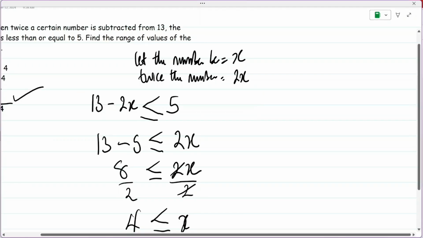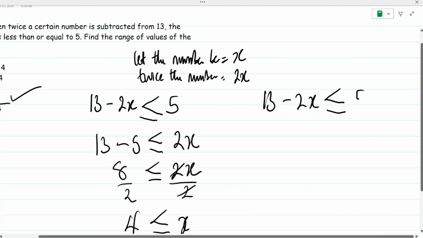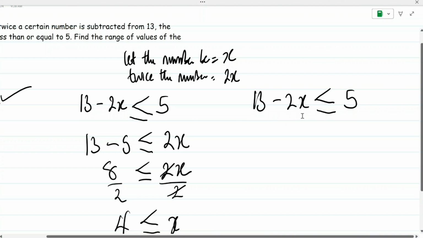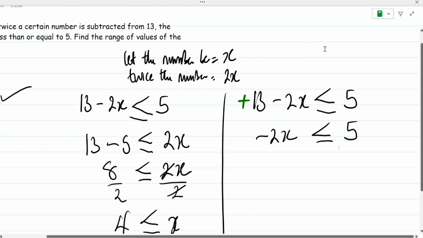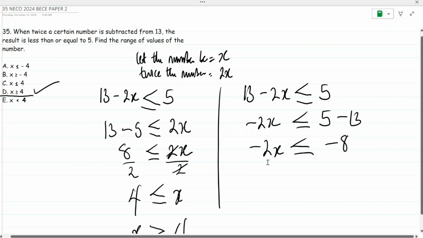Method 2. What if at this point, where we have 13 minus 2x is less than or equals to 5, we want minus 2x on the left? So we have minus 2x is less than or equals to 5, then the plus 13 crosses over the equals to sign and turns to minus 13. You have minus 2x is less than or equals to 5 minus 13, which is minus 8. Now we're looking for x, so we divide both sides by minus 2. That's the coefficient of x, not just 2, it's minus 2.